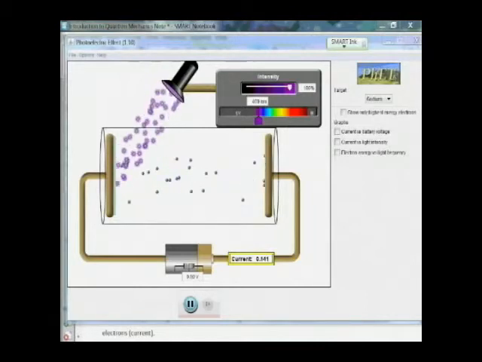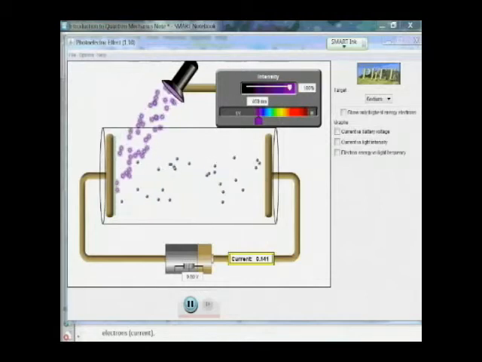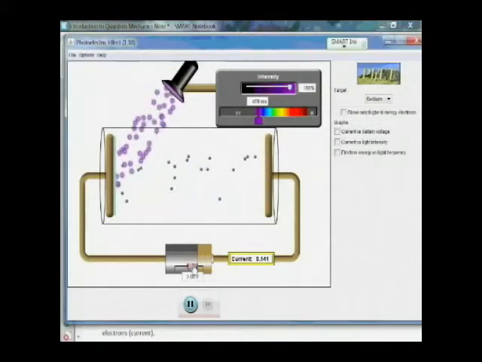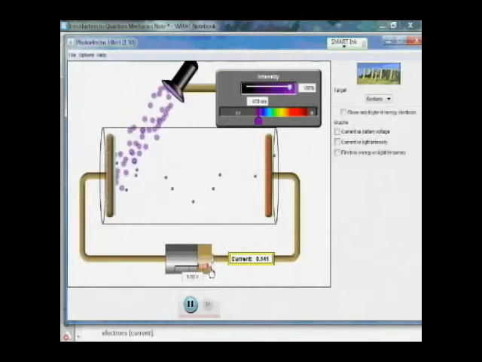What happens if you increase the voltage of the battery? Okay, that's a good question. Let's see what happens. If I increase it in the reverse biased way, it just attracts the electrons faster. It doesn't change the current. That's right, it's just increasing the attraction. Negative electrons are attracted to the positive plate.